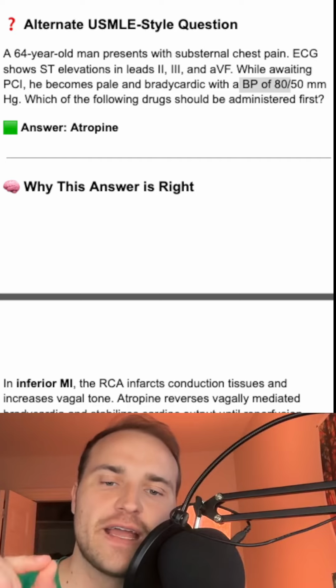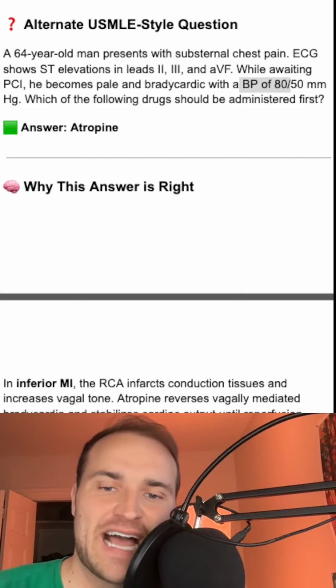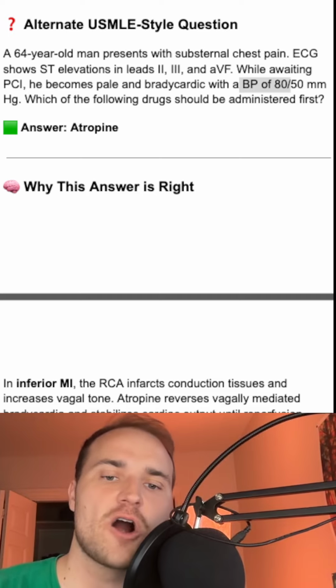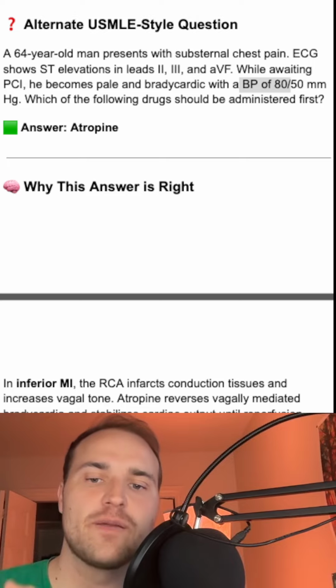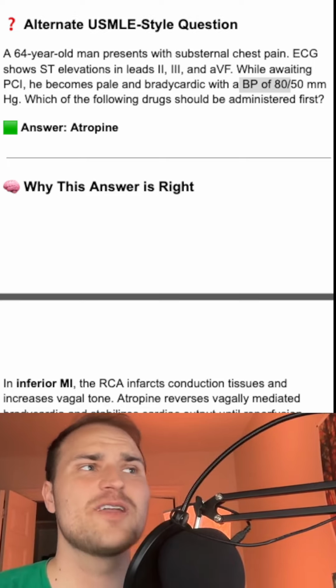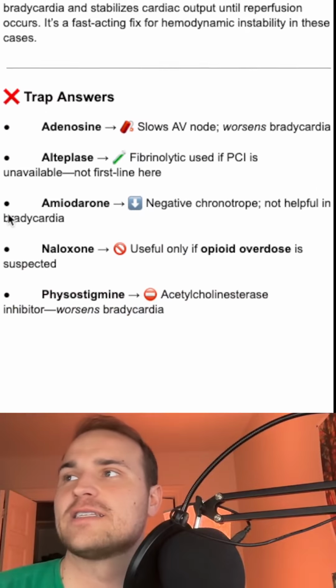You need to break the vagal tone. And so start IV atropine as your go-to. It'll block acetylcholine at the muscarinic receptors, and it lets the heart speed up. That buys you time for reperfusion therapy. So don't forget about atropine. Now, you might be thinking of some other answers here, so we'll scroll down so we can see these.